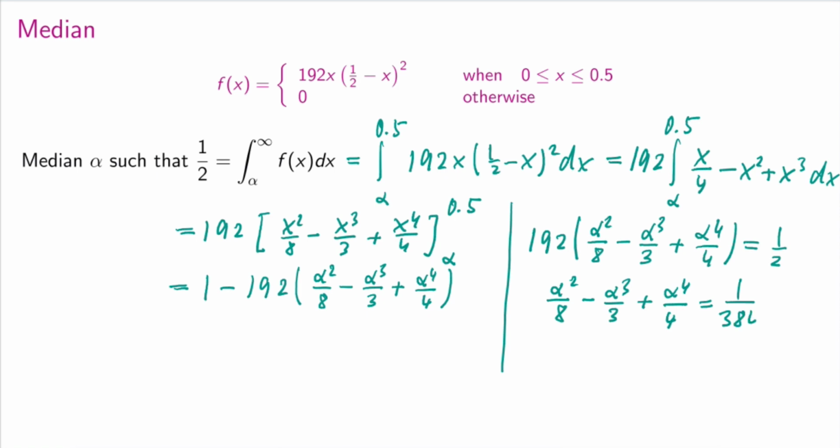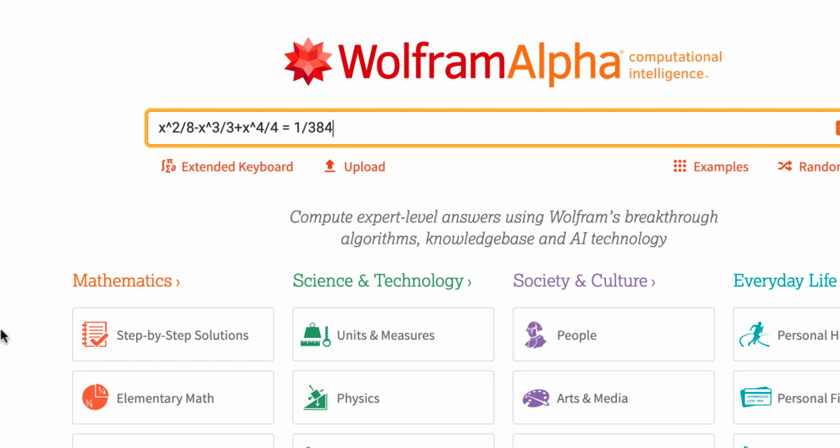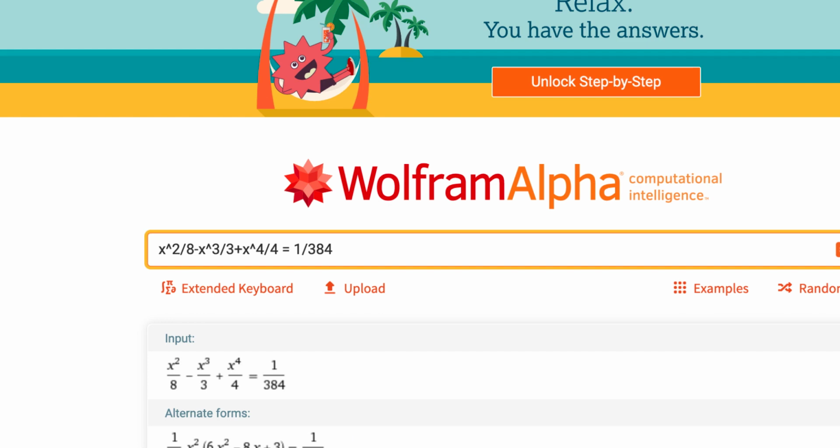But now comes the moment where even an experienced math professor has to use Wolfram Alpha or a calculator or something of that sort. This is an equation of 4th order and I cannot find a closed formula right now. So let's use Wolfram Alpha. Here's Wolfram Alpha, so I type in the formula. Now Wolfram Alpha speaks in x language, not in alpha. So I write this formula in x: x squared over 8 minus x cubed over 3 plus x to the 4 over 4 is 1/384. If I hit return, then Wolfram Alpha works for me and it gives me some results.